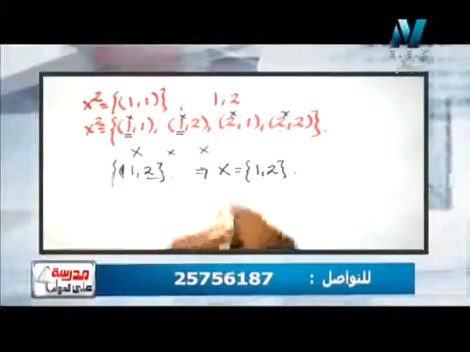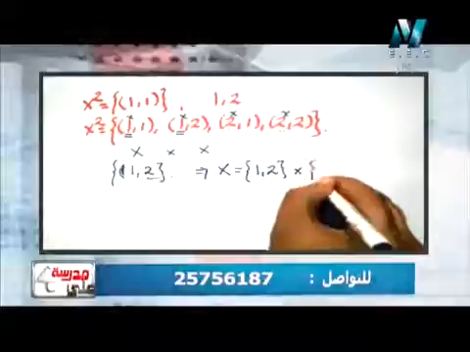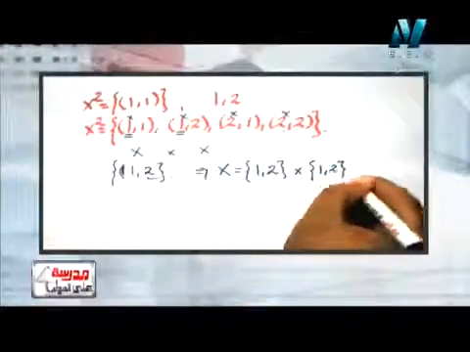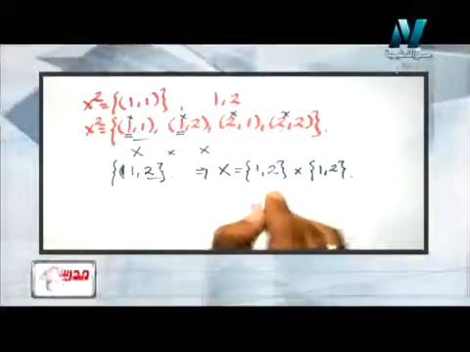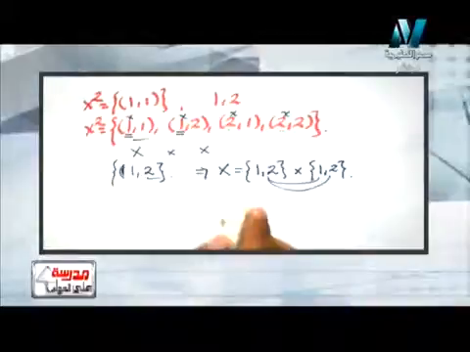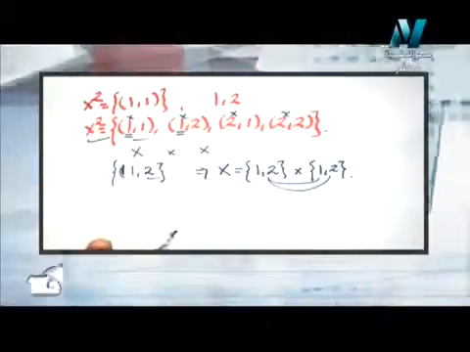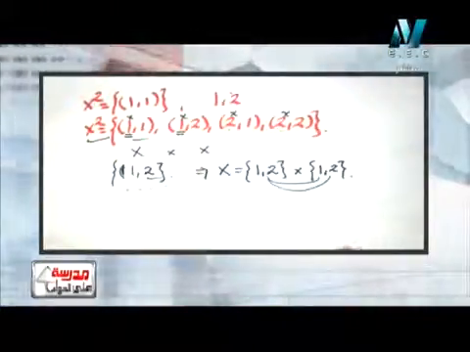Since X is repeated twice, when I make X product X, meaning {1, 2} product {1, 2}, the result will be (1, 1), (1, 2), (2, 1), (2, 2), which is the given of the question. So we can see here X equals the set of elements 1 and 2. Okay. Let us have another one.